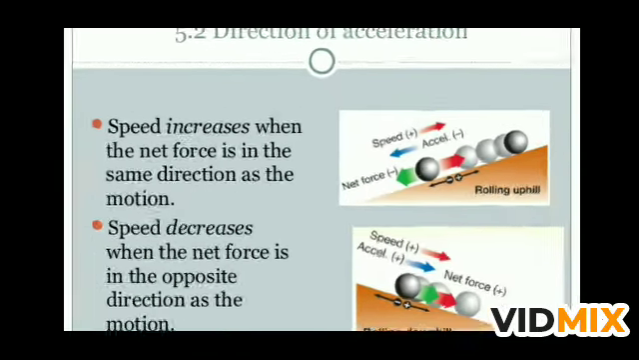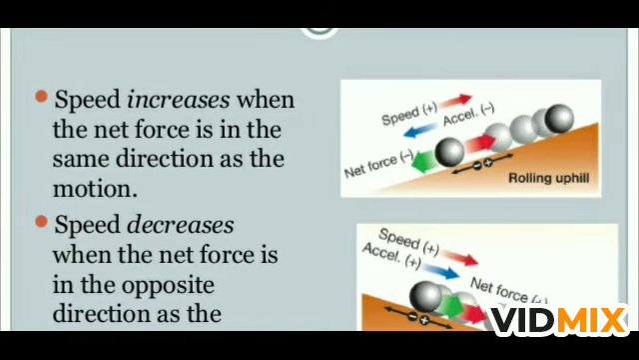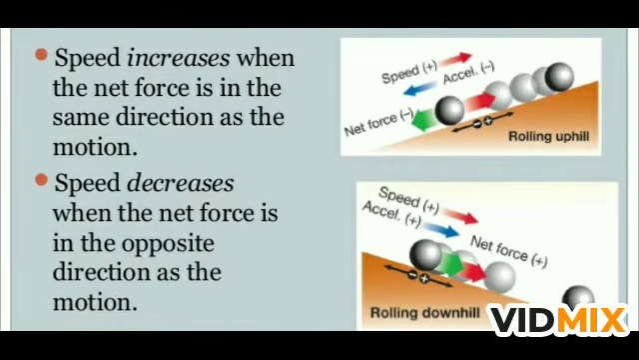Now the next is direction of acceleration. Now if you see in this diagram, the net force is shown by the green arrow, and the speed is in rolling uphill. In the second case, if you see, speed is positive, it is increasing, rolling downhill. The body is moving downward. In the first case, the body is moving upward.